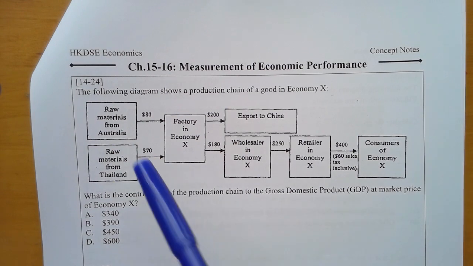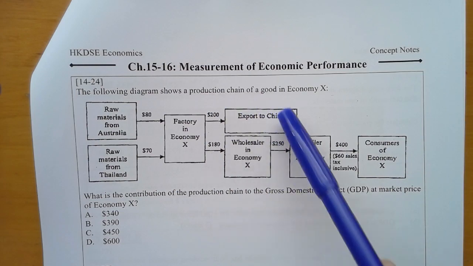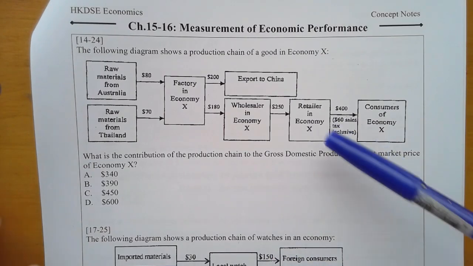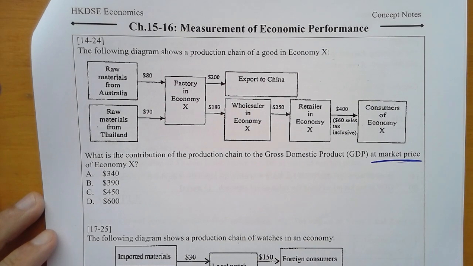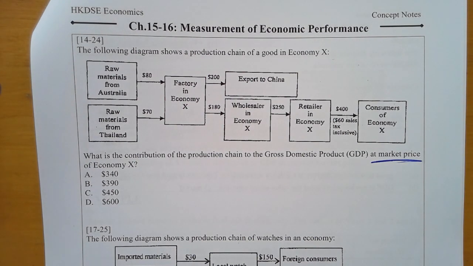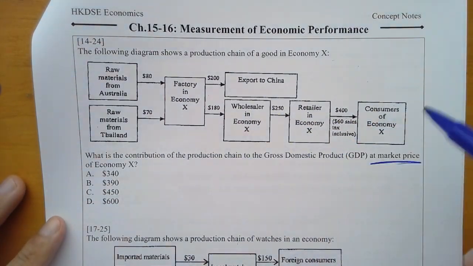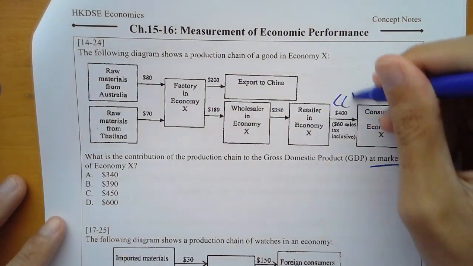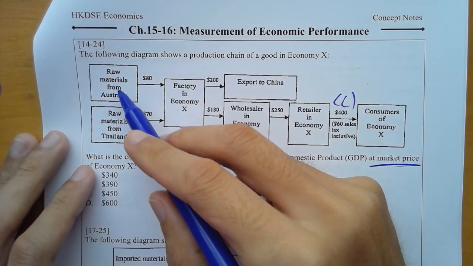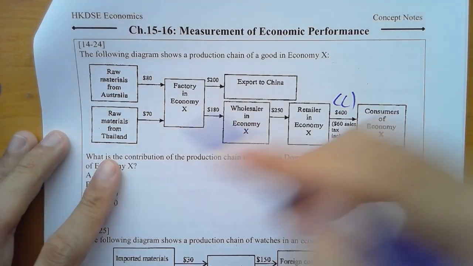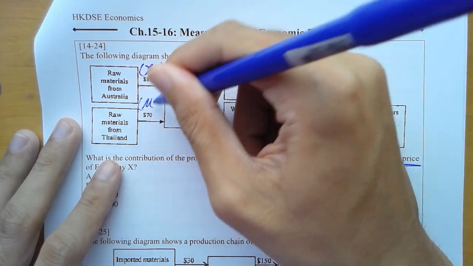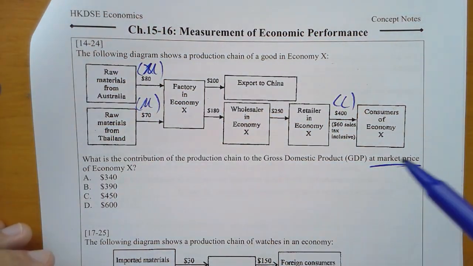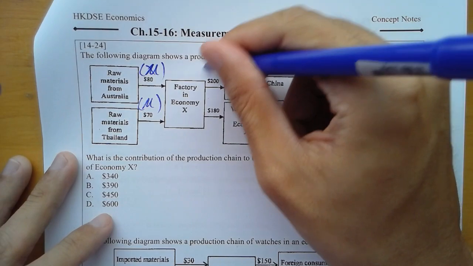Now, let's do it one more time. All right? The following shows a production chain. Again, GDP at market price. Let's do the expenditure approach first. Here, the middle part is irrelevant. Consumer, this is our C. Raw materials from Australia, from Thailand, this will be M. Sorry, import. Okay, import. Export to China, export.